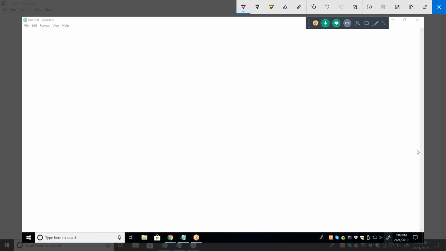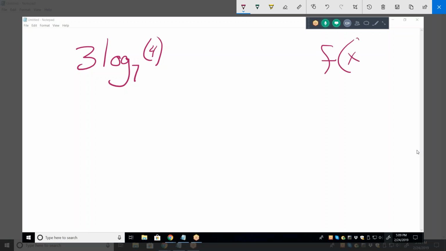All right. We have a condense the expression problem. And we're dealing with logs again. So it's 3 log sub 7 of 4. Let me tell you how to pronounce that: 3 times log base 7 of 4. Not times. I'm not multiplying log sub 7 times 4. This is more like a function. In other words, if I said pronounce that, you would say f of x. It's not f times x.